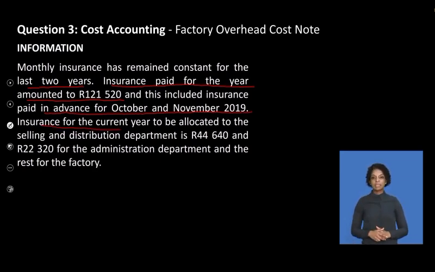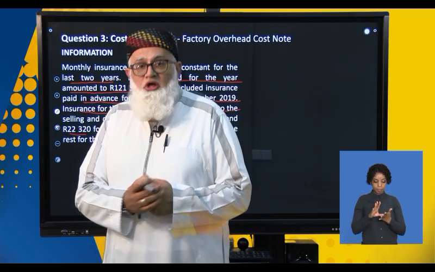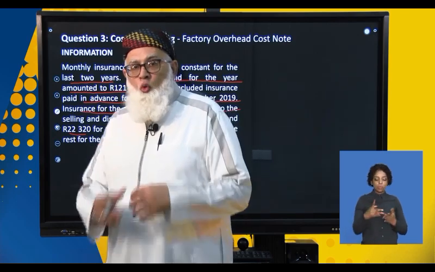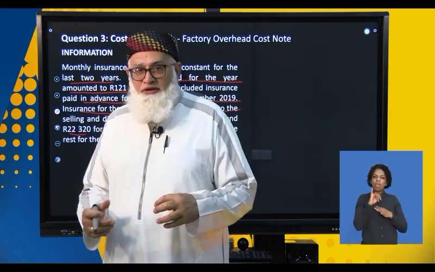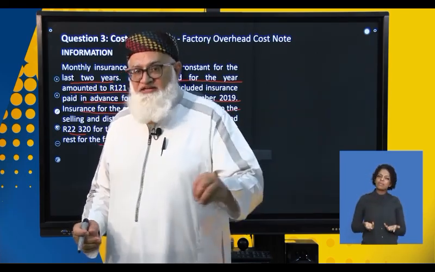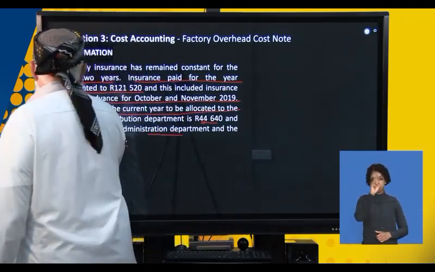Insurance for the current year to be allocated to the selling and distribution department is that, and the amount for your admin section is 22,320, and the rest for the factory. So taking all of that information into account, we now have to work out what was the insurance value for the factory. Okay, let's look at our calculation.